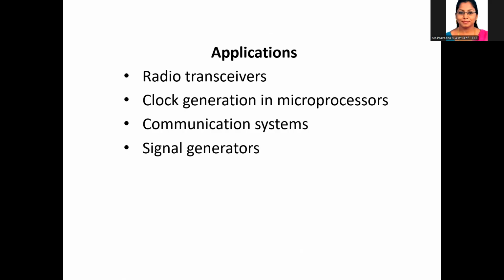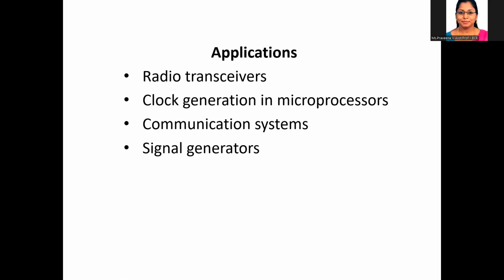The radio transceiver and clock generation in the microprocessor. Microprocessors also use integer-N frequency synthesizers. In a radio transceiver used in mobile phones, walkie-talkies, Wi-Fi routers, and Bluetooth devices, it generates carrier frequencies for transmitting and receiving the signal. Clock generation in a microprocessor is used to generate a high-speed clock signal from a low-frequency crystal oscillator. It ensures synchronized operation of the CPU, that is the central processing unit, and digital circuits.